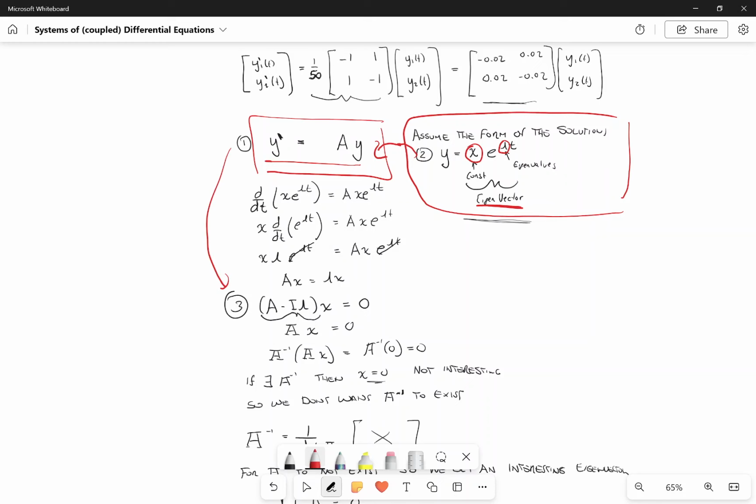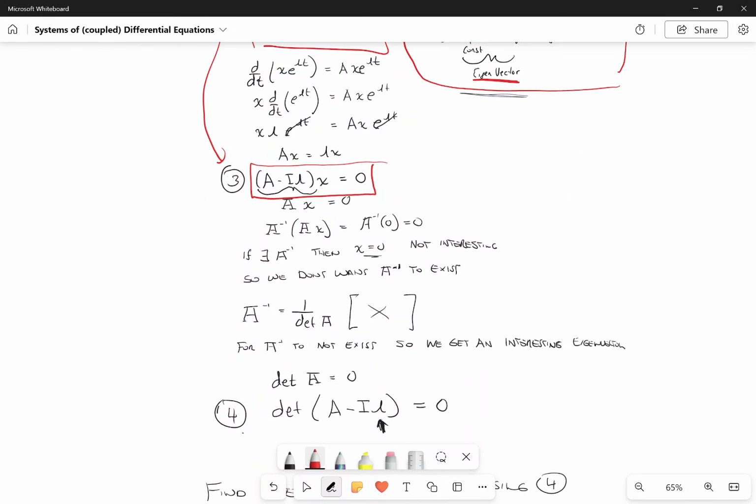What you get on both sides is A minus I lambda x equals 0. And we know that we do not want x to be 0. For x to be something interesting, something other than 0, since the 0 vector is useless, A inverse cannot exist. For A inverse to not exist, we need the determinant of A minus I lambda to be equal to 0. So we get this equation number 4.